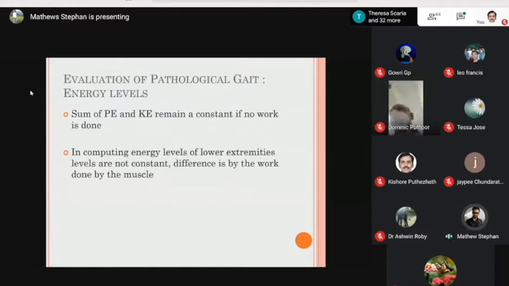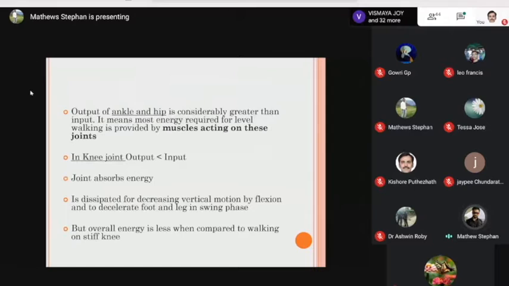Normally, the sum of potential energy and kinetic energy remains constant if no work is done. In computing energy levels of the lower extremities, the levels are not constant. The difference is due to the work done by the muscles. The output at the ankle and hip is considerably greater than the input. It means most of the energy required for level walking is provided by muscles acting on these joints.